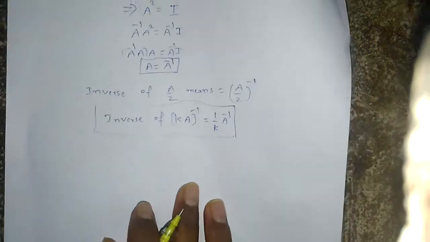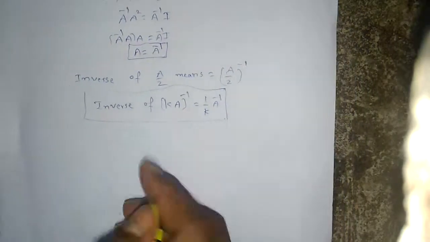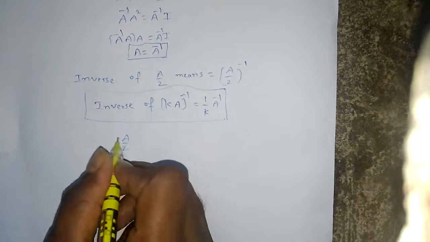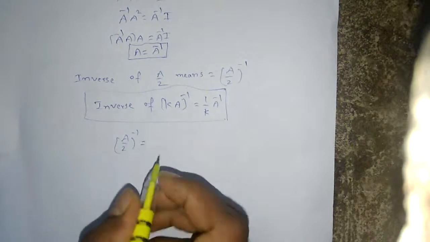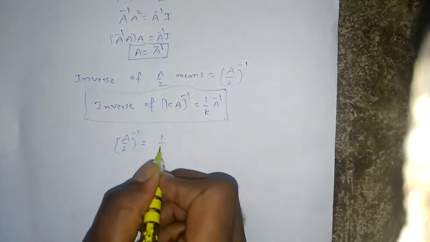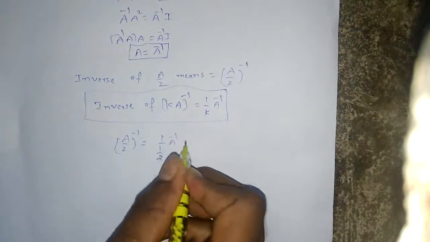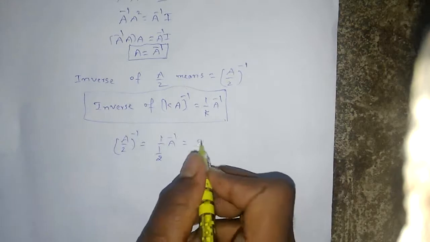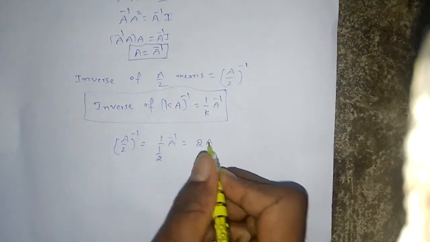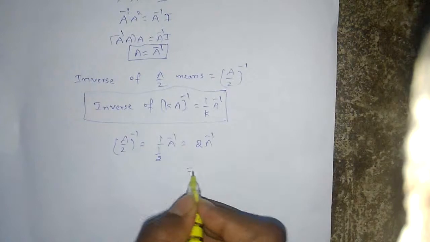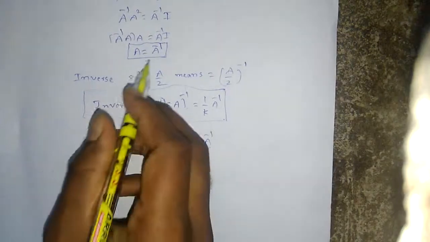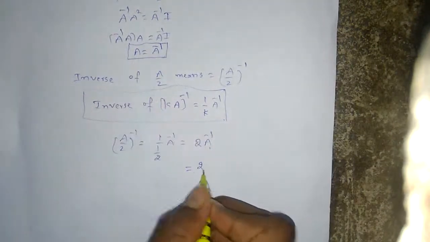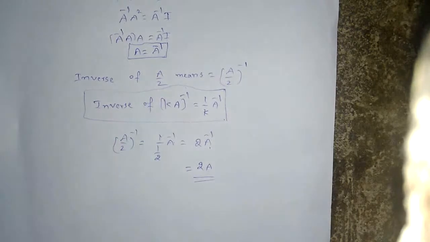Therefore, here we need A by 2 whole inverse, that is equal to 1 by 1 by 2 of A inverse. So that is equal to 2 into A inverse. We know that A inverse is equal to A, so therefore it is also equal to 2A.